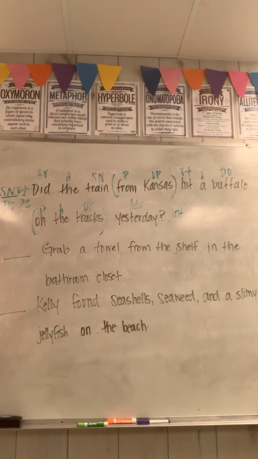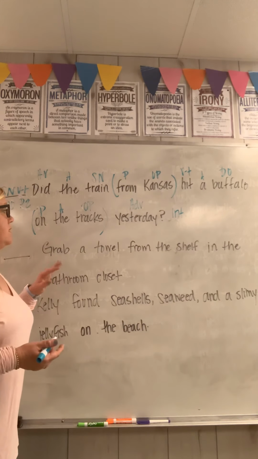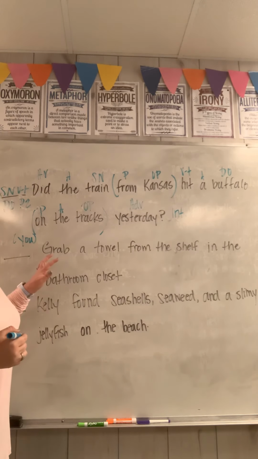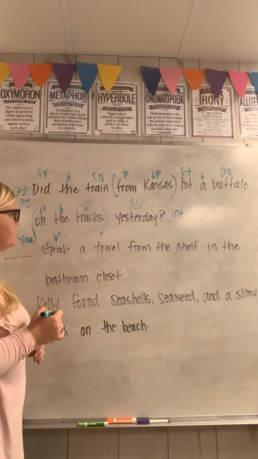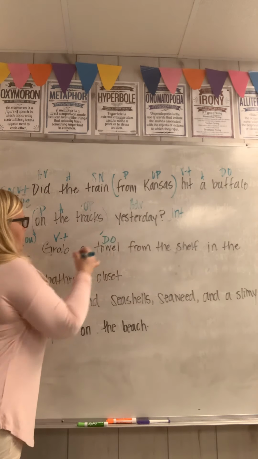It says, grab a towel from the shelf in the bathroom closet. So this sentence is telling you something to do. Okay, it's giving you a command. Who's it talking to? It's talking to you because it's giving you a command. So this is one of those ones that has an understood you as the subject of the sentence. And so if that's the case, those always start with a verb. So grab is your verb. Grab what? A towel. So we'll turn that into verb transitive.